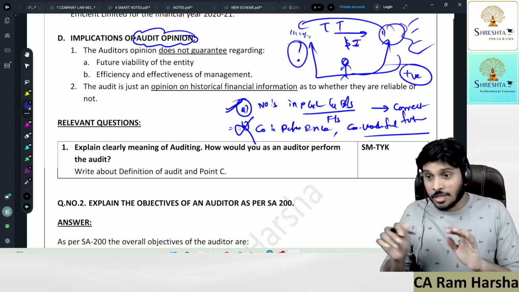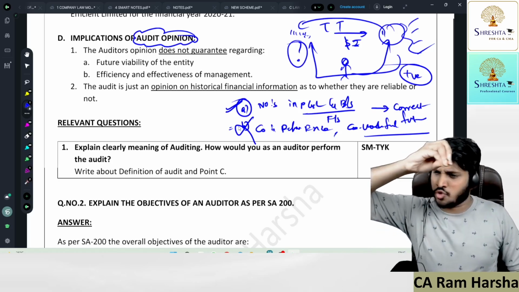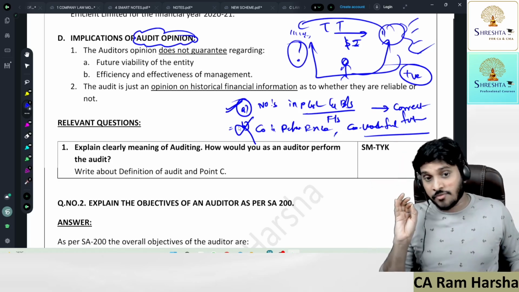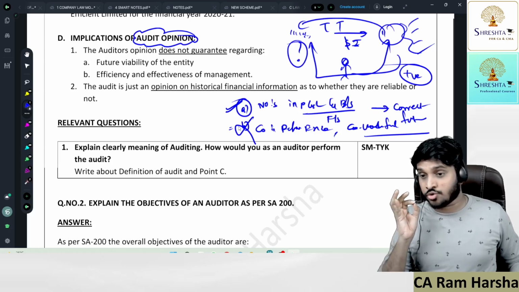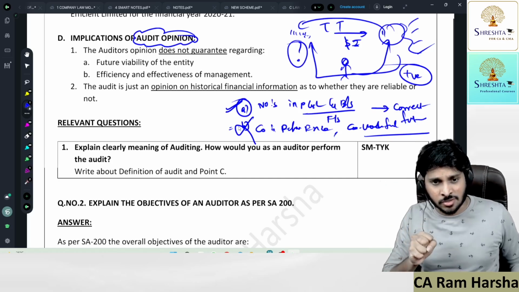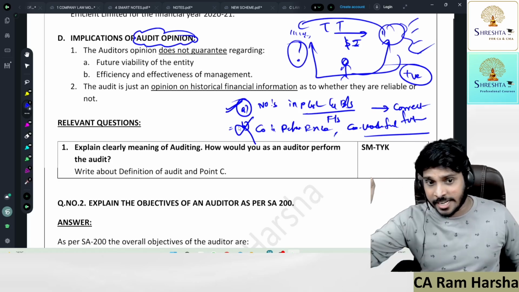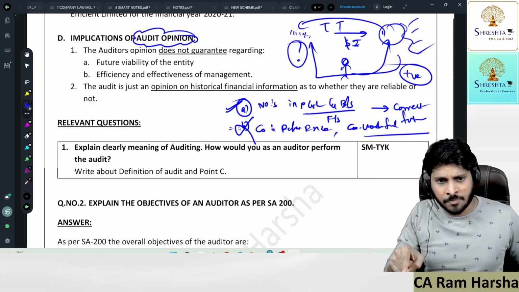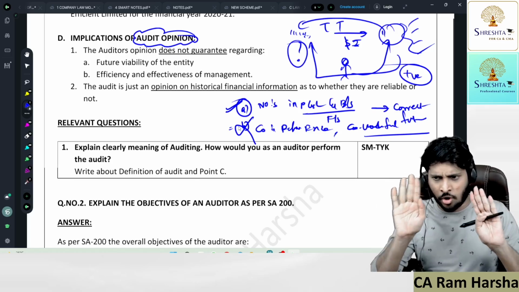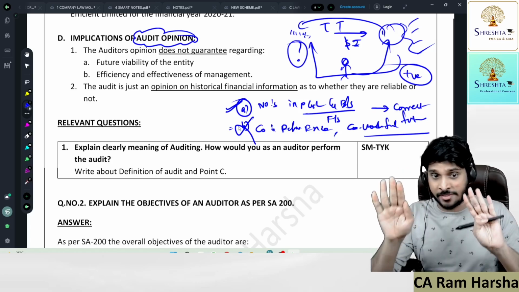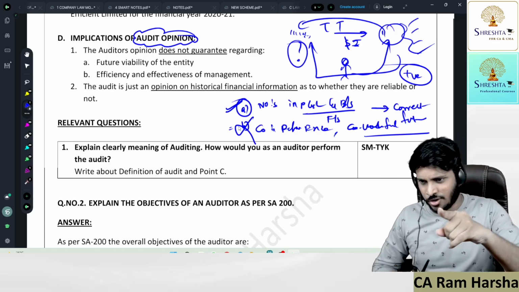Correct? Suppose the company is actually having so many losses, but in the profit and loss account they showed super profits to attract investors, to attract your money. Now auditor went and verified and came back. What should he tell? Dear shareholder, don't believe them. They are unreliable. They are fake. They are fraudulent. Correct or not?